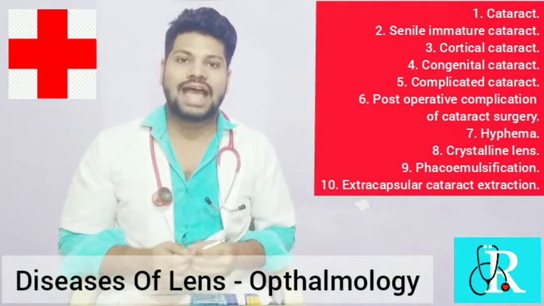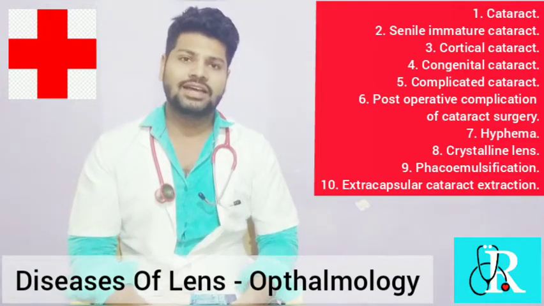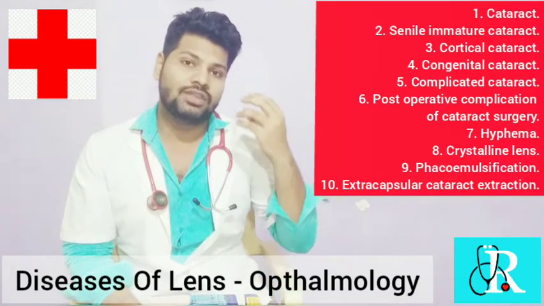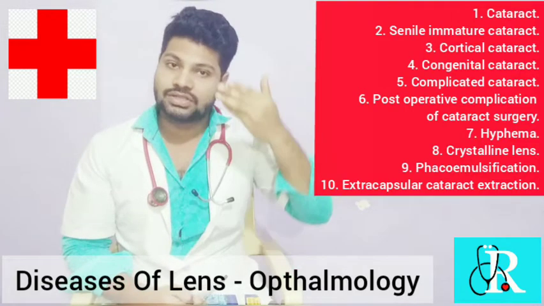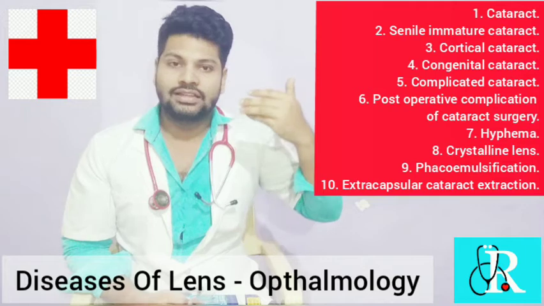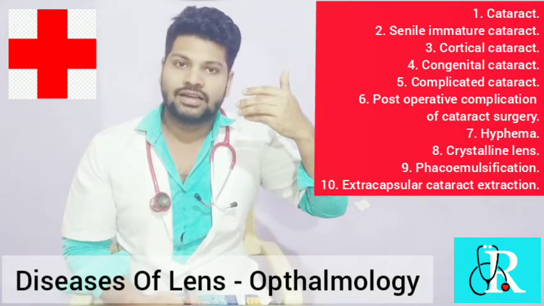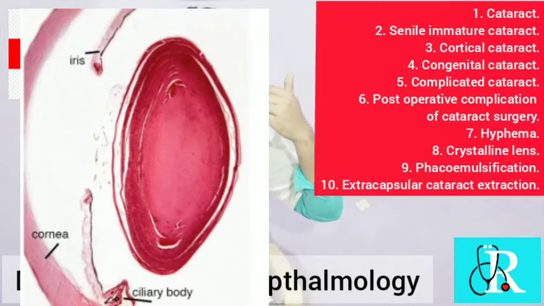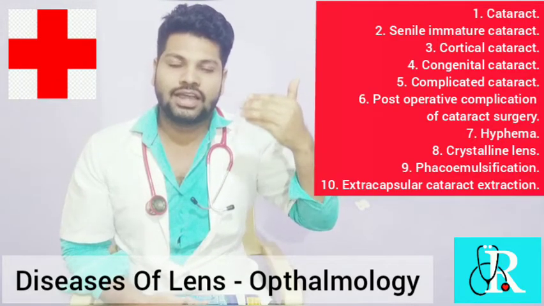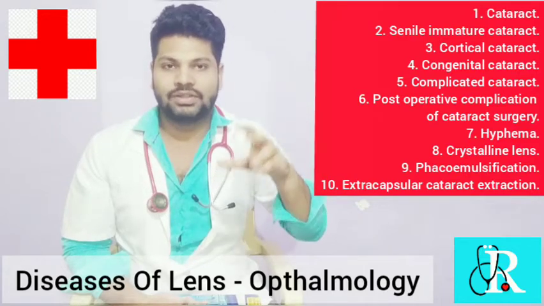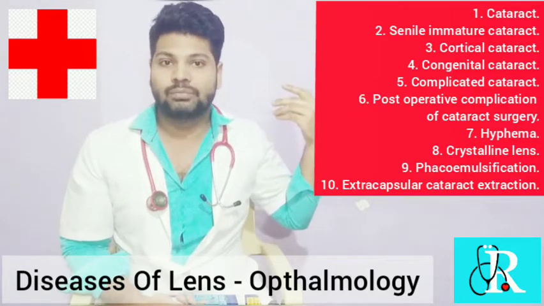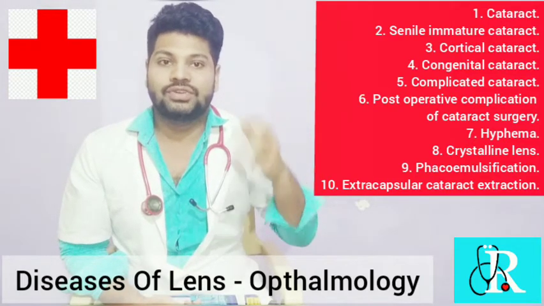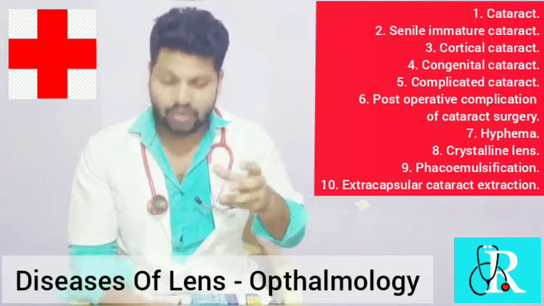Next comes hyphema. Hyphema is the accumulation of blood in the anterior chamber. The eye has two chambers. Behind the cornea there is the anterior chamber, and after the anterior chamber there is the iris. Behind the iris there is the lens. The space between the cornea and the iris is called the anterior chamber, and the space between the lens and the retina, the entire back part, is called the posterior chamber, which is filled with vitreous.